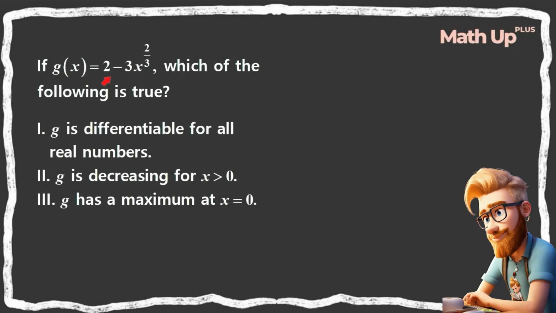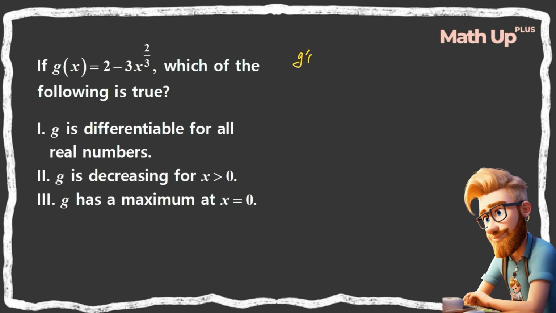If g of x is 2 minus 3x to the power of 2 over 3, which of the following is true? If we look at our options: g is differentiable for all real numbers, g is decreasing for x greater than 0, g has a maximum at x equals 0. Well, to find out if each of these is true, we need to do a first derivative test.